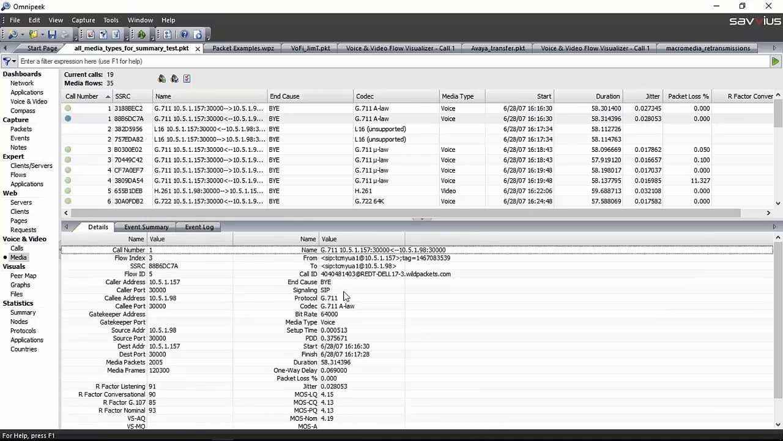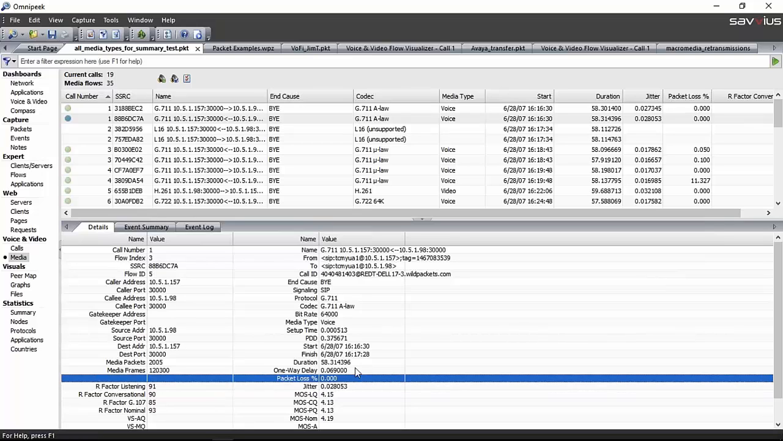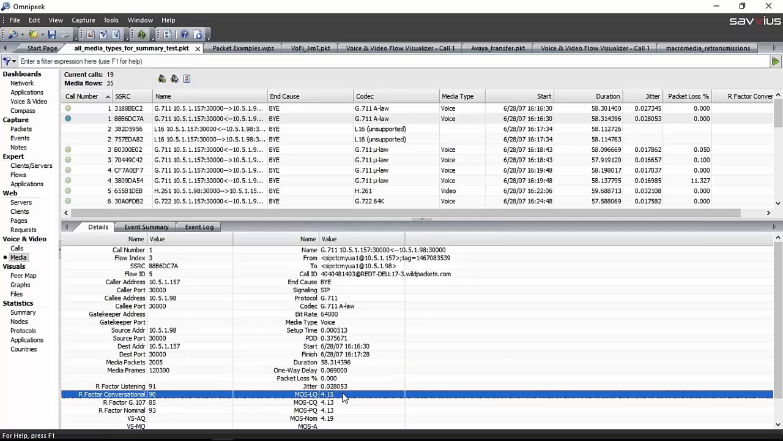And for every one of those calls, I can look down in this area and all of my metrics are here for me to see. I had 20 milliseconds or 28 milliseconds of jitter, 0 packet loss, 69 milliseconds of one-way delay. That would imply a pretty good call, and sure enough, I looked down at my mean opinion scores, all above 4, I know I had a good call. So in that particular case, I know.